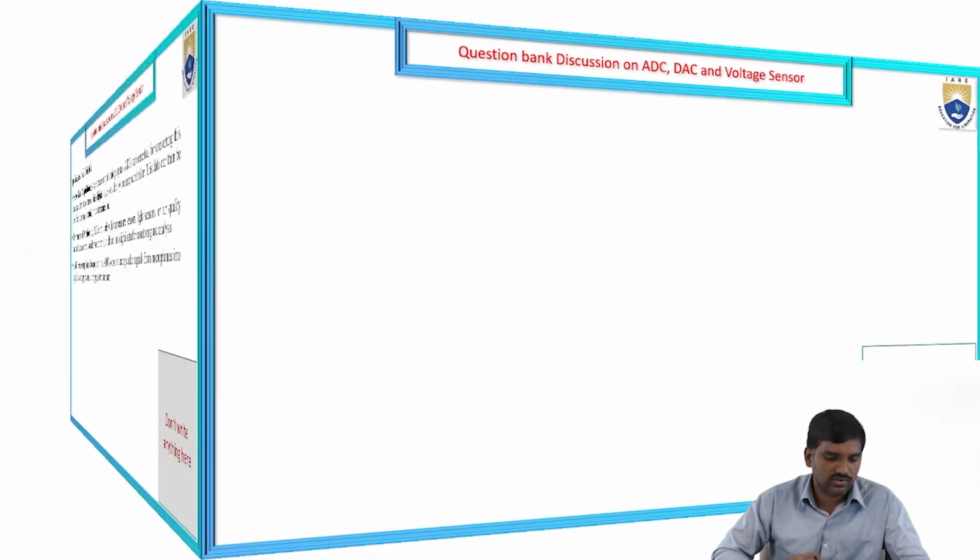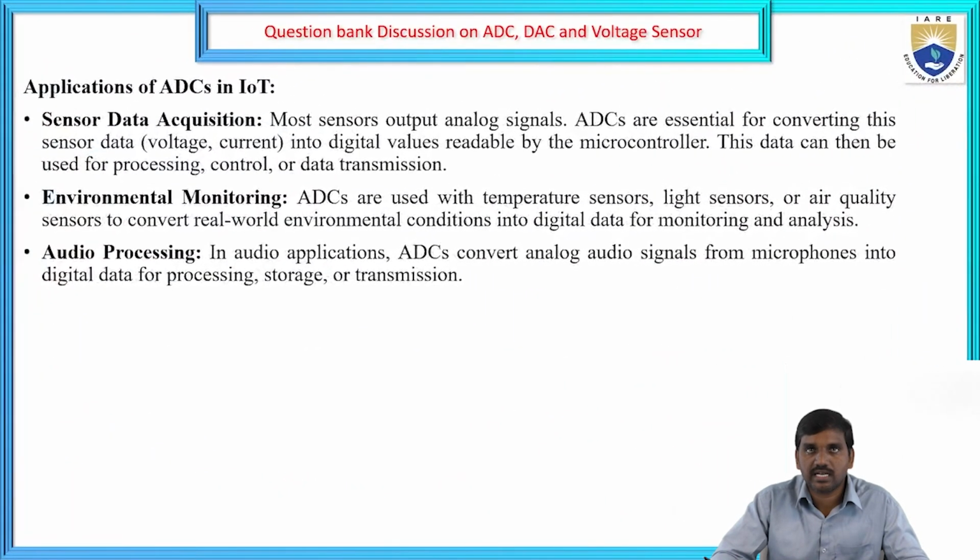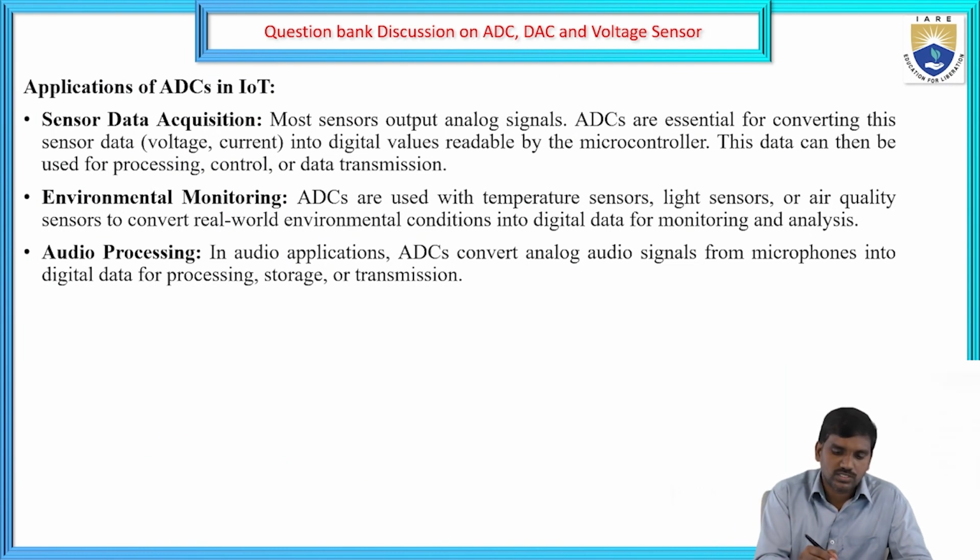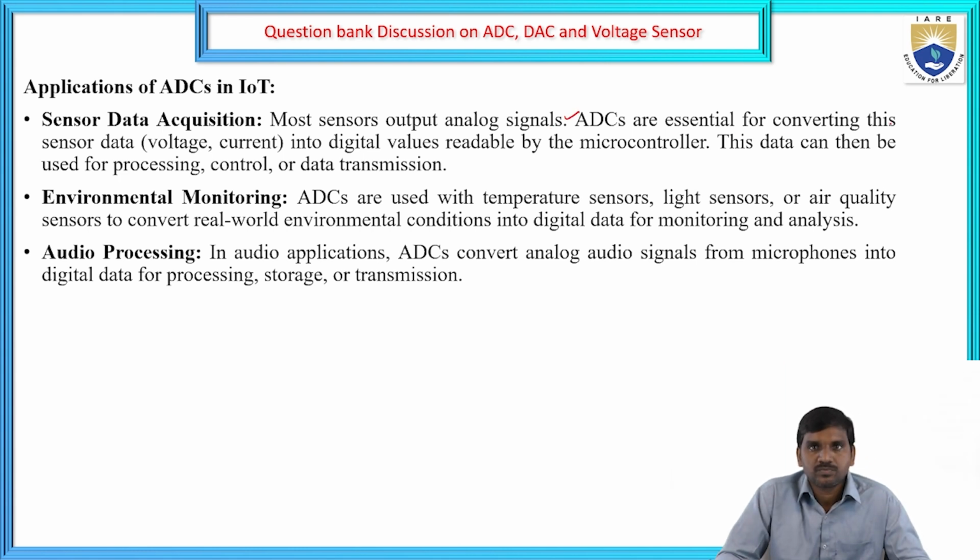Next to DAC, applications of ADC in IoT. Here we have different applications: sensor data acquisition, environmental monitoring, and audio processing. Most sensors output analog signals, so ADCs are essential for converting this sensor data, voltage or current, into digital values readable by the microcontroller.